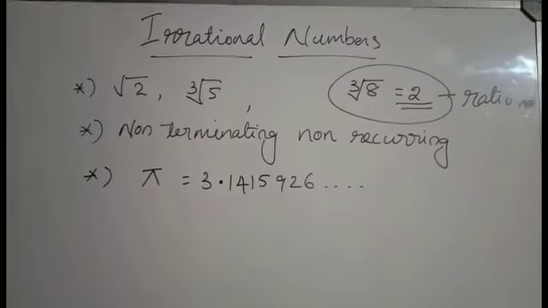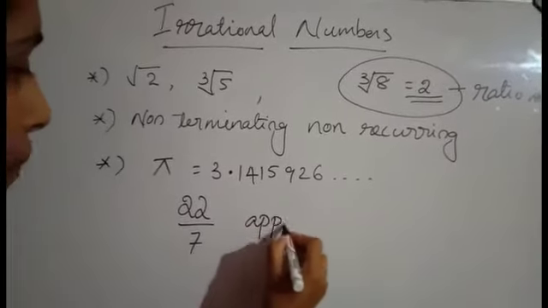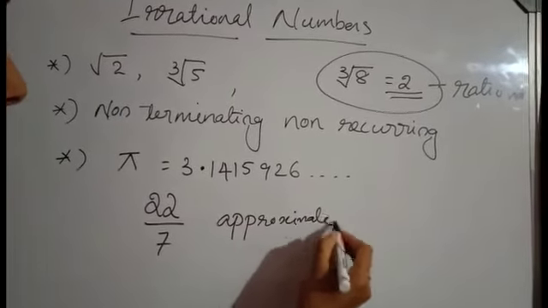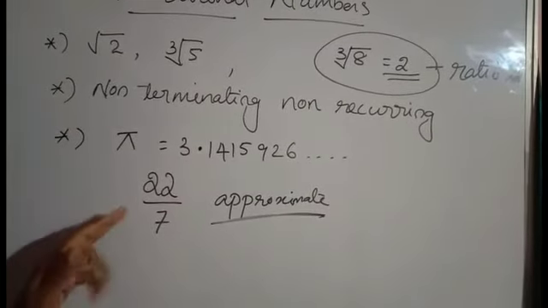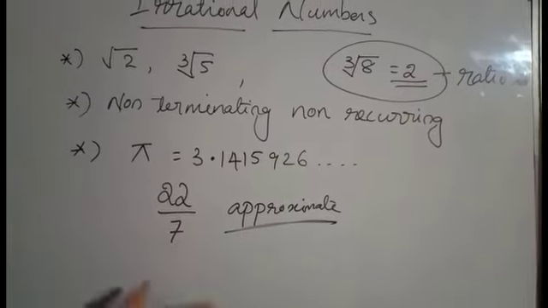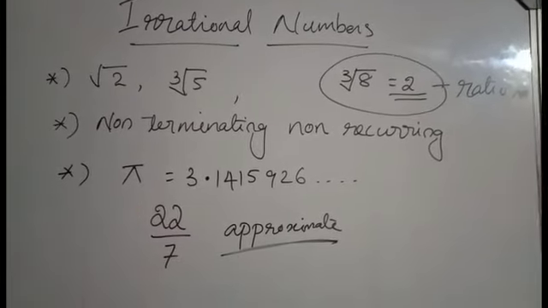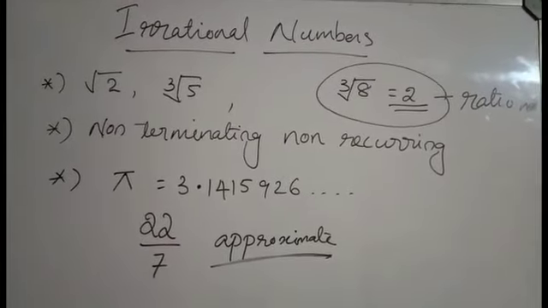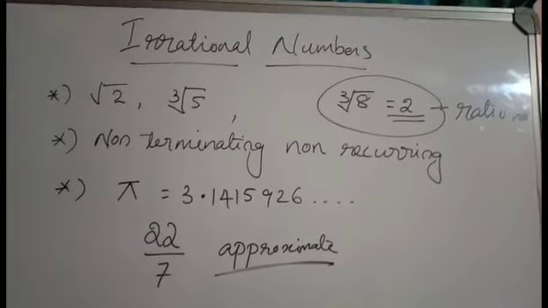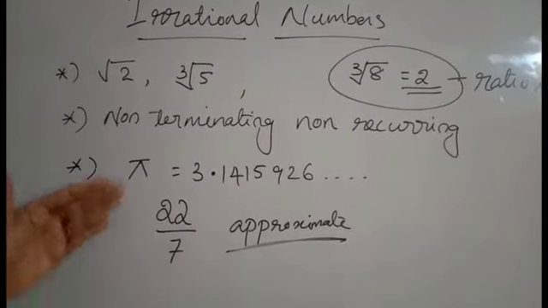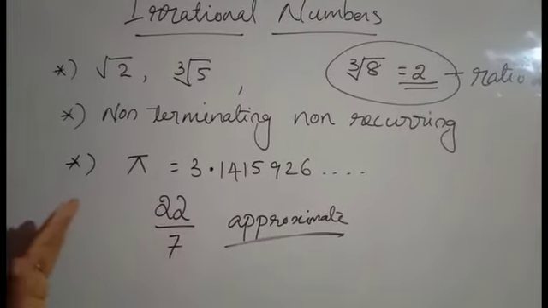We often take 22 by 7 as the approximate value of pi, but actually the value of pi is not exactly 22 by 7. To solve the sums or in such different cases, we consider the value of pi as 22 by 7. So we can say that the square root, cube root, etc. of natural numbers are irrational numbers if their exact values cannot be obtained. Also, they are non-terminating, non-recurring decimals. Pi is also an example of an irrational number.